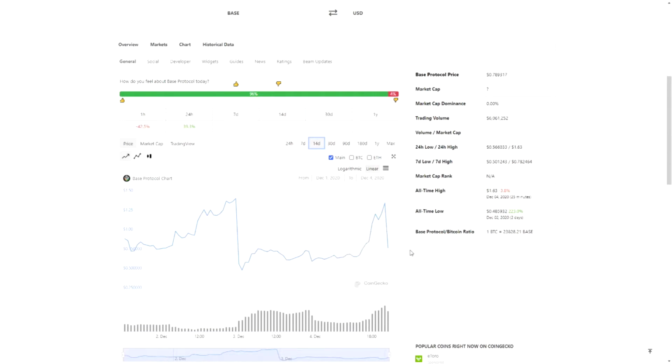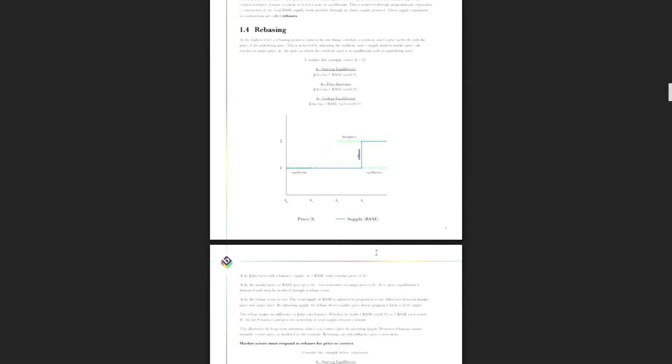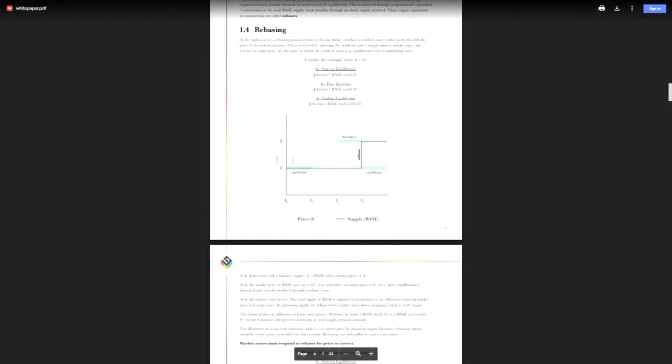But again, the whole idea is that we get the price to the market cap level of the whole cryptocurrency market. So now that you understand how it works in real life, we'll quickly go over this rebase function. They state the whole example here is pretty easy to read and you'll very quickly understand it. So the first situation is we try to have an equilibrium at 1.